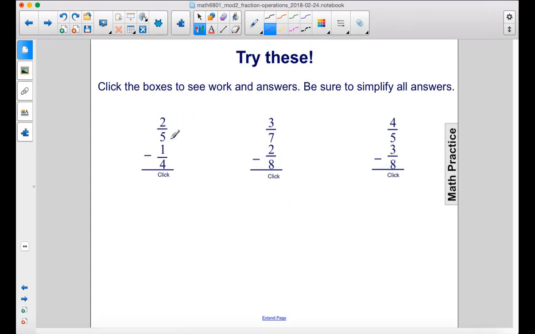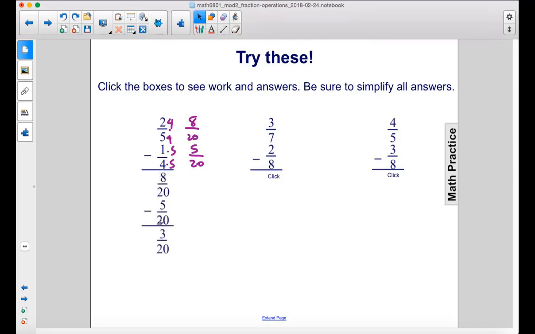Alright, so 2/5 minus 1/4. So let's do a common denominator of 20, which is just multiplying 4 and 5 together. The numerators would be 8 and 5. So 8 minus 5 gives us 3 over 20. So 3 over 20.